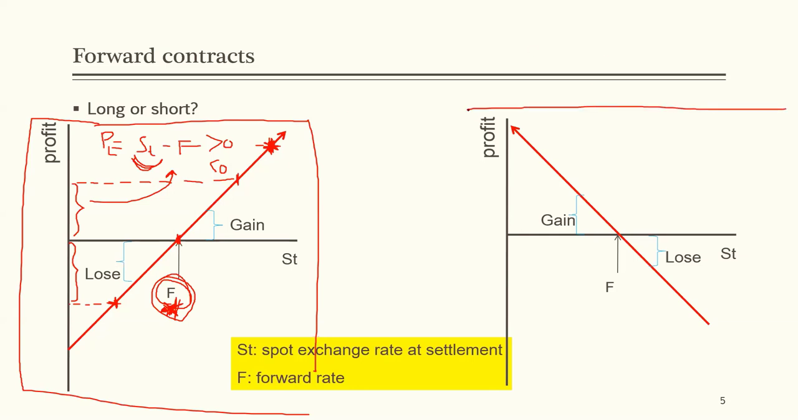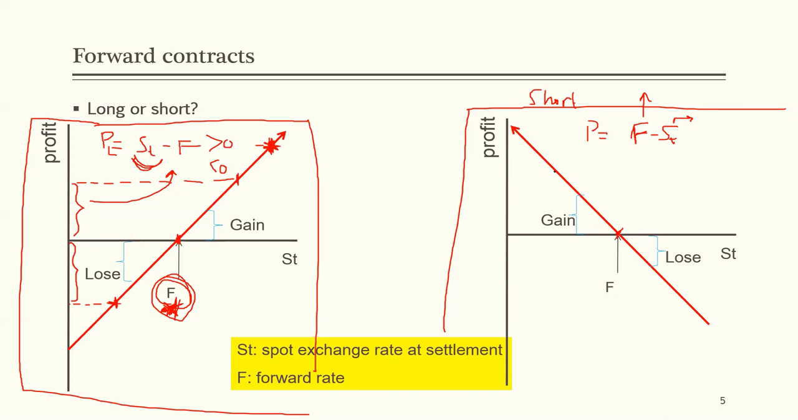So on the right-hand side, I've got a short position, okay? So in this case, my payoff function is F minus ST, okay? So what am I interpreting the payoff function as? Now, with a short forward position, I agree to sell the currency at F, right? So I lock in my sale at F, and this is the future spot rate, okay?